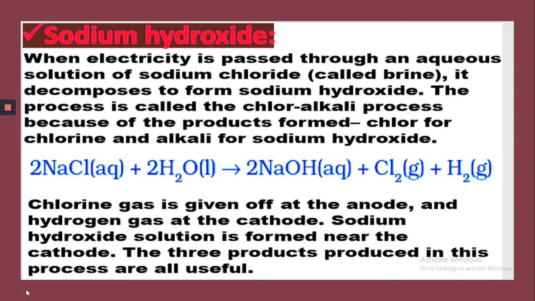Chlorine gas is given off at the anode and hydrogen gas at the cathode. Why? Because chlorine has a negative charge, that's why it will collect at the anode. And hydrogen has a positive charge, that's why hydrogen will collect at the cathode. Sodium hydroxide solution is formed near the cathode. The three products produced in this process are all useful.